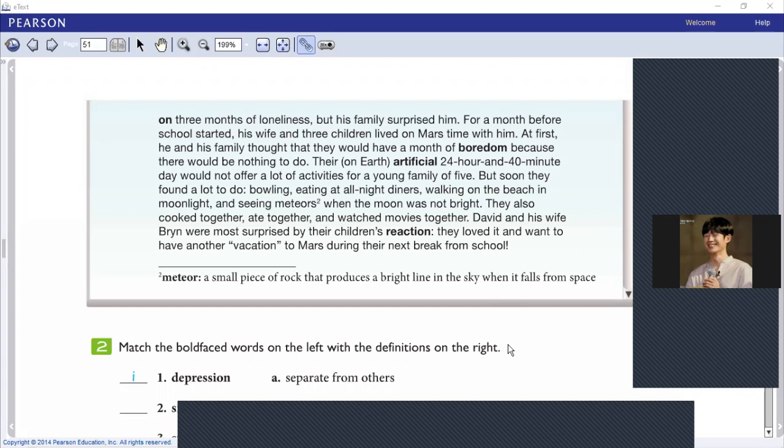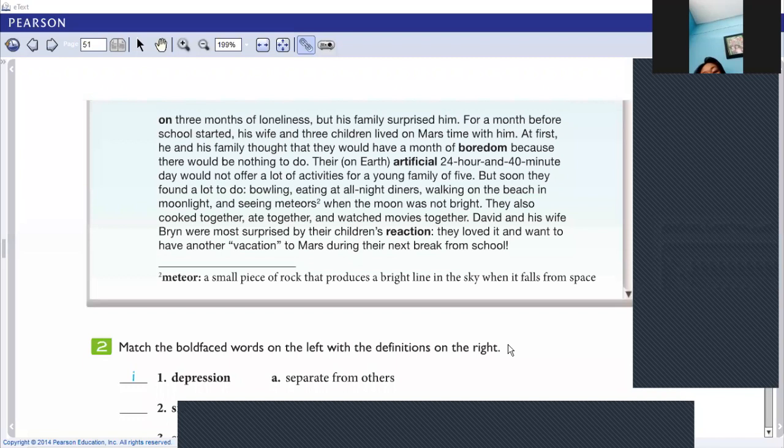They also cook together, eat together, and watch movies together. David and his wife, Brian, were most surprised by their children's reaction. They love it and want to have another vacation to Mars during their next break from school.